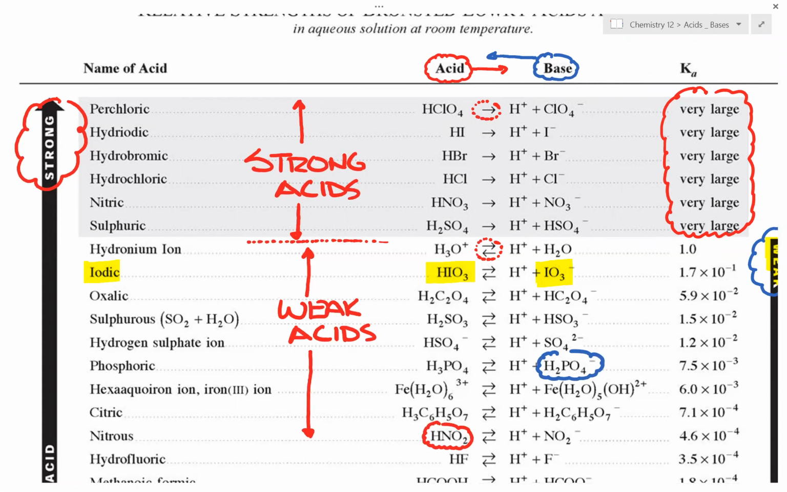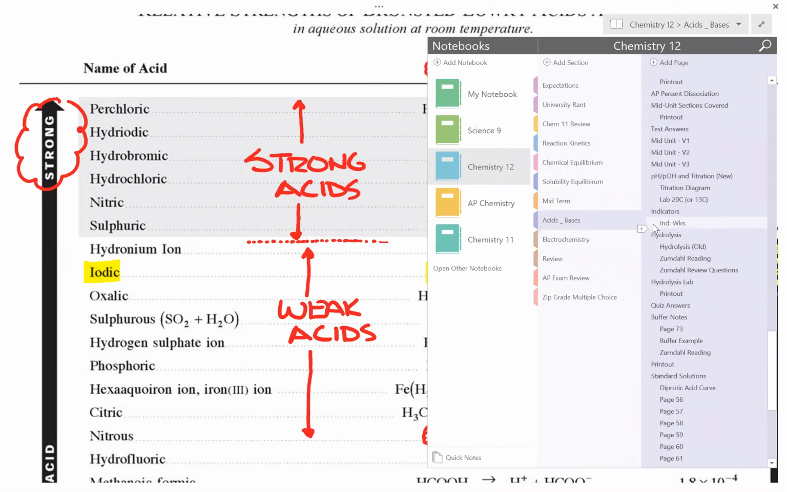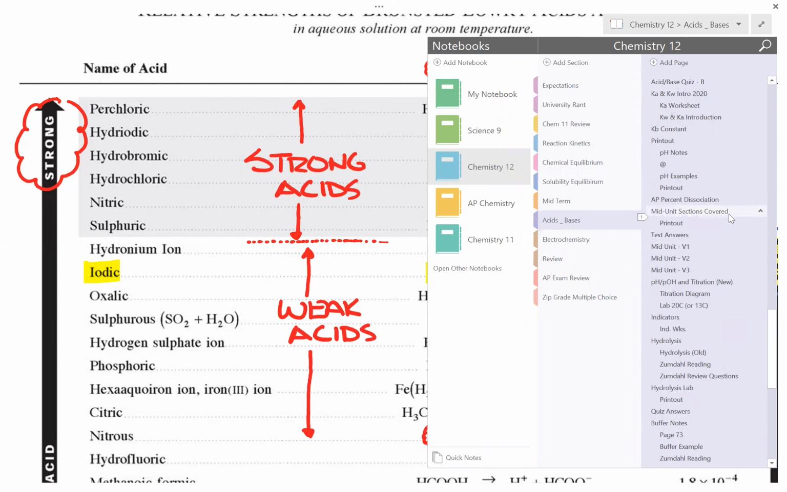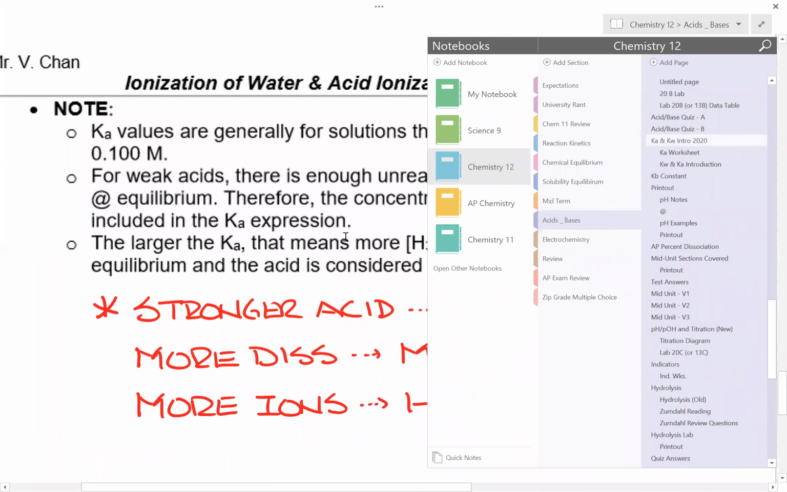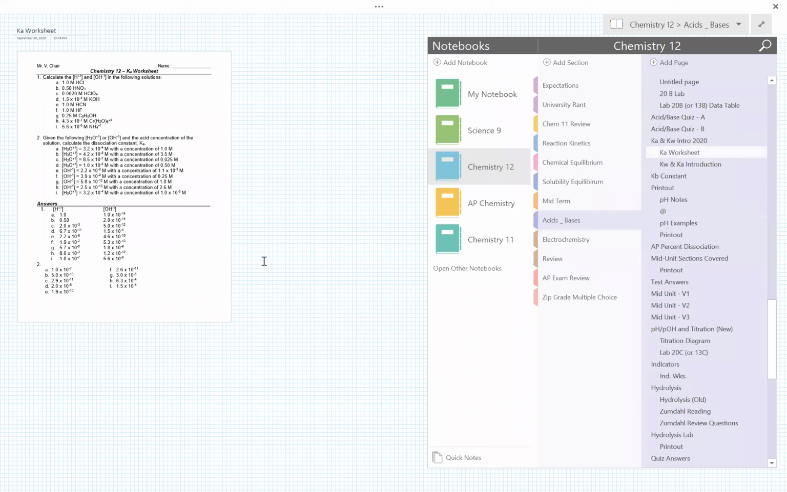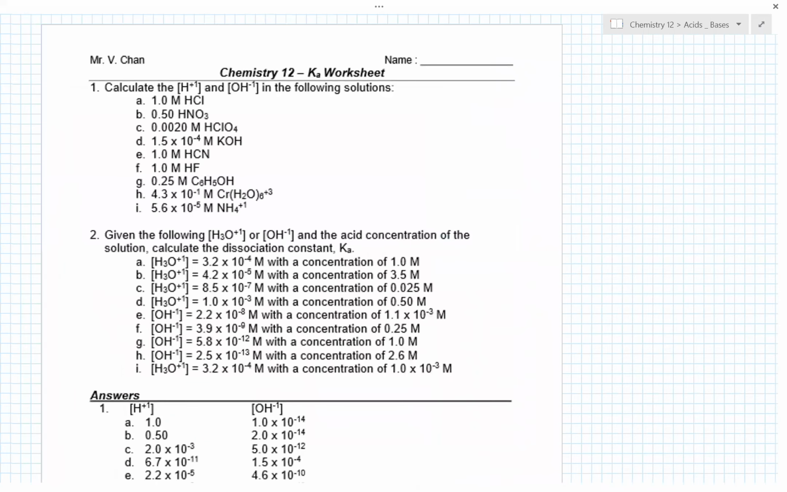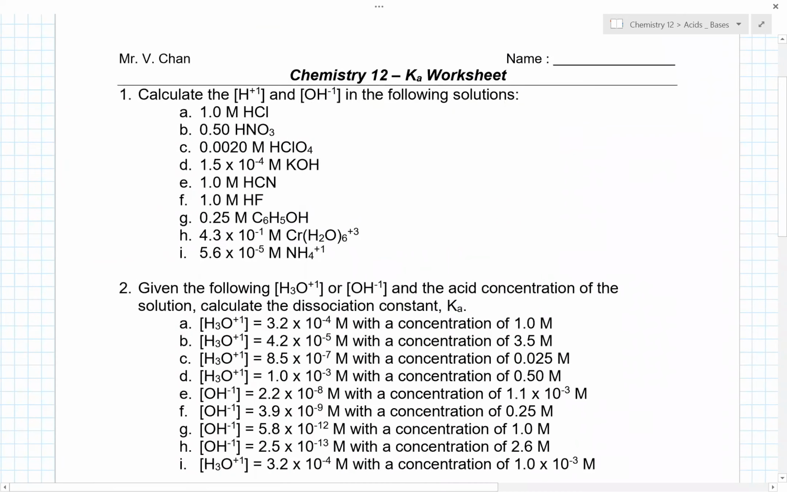Now what we're going to do is go over a few examples on how we can approach a question using the Ka values. So I want to go over a couple of questions on this particular worksheet. Let's go over 1B, and let's go over 1E. Question 1B says calculate the H plus and OH minus in the following solutions.